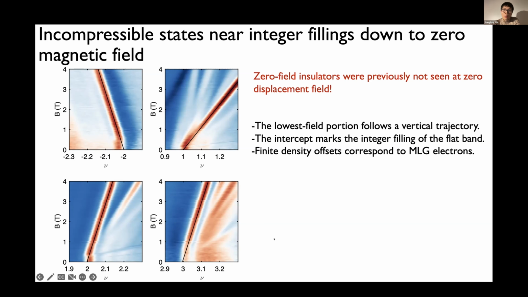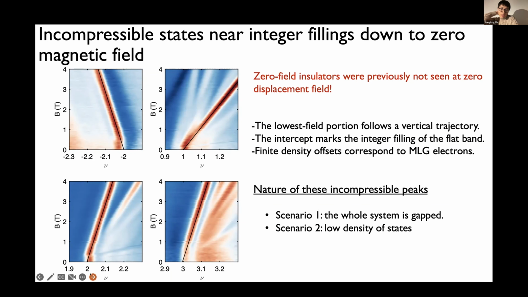But what I find really interesting is that wherever you have this incompressible state, for example right here, the offset probably corresponds to how much monolayer electron you have at zero magnetic field. Of course, one of the questions that puzzles us is what is the nature of this incompressible state? There are two popular candidates. One is that the whole system is gapped, and the other is that the system just exhibits low density of states.